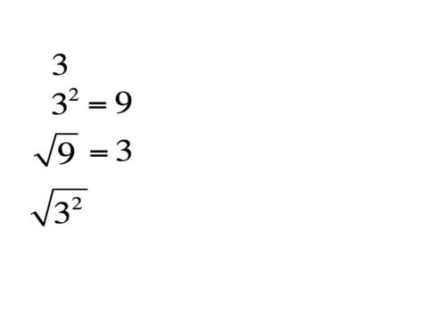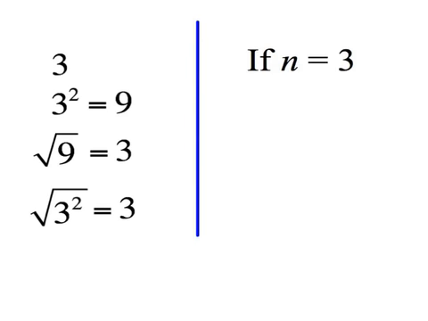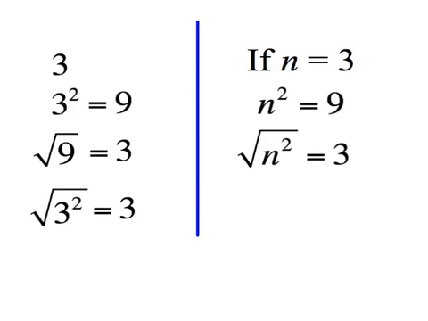Since 3 squared is equal to 9, and the square root of 9 is equal to 3, then by substitution, the square root of 3 squared is equal to 3. Well, now let's use a variable. What if n is equal to 3? Then n squared is equal to 9, and the square root of n squared is equal to 3. And by substitution, the square root of n squared is equal to n because n was equal to 3.